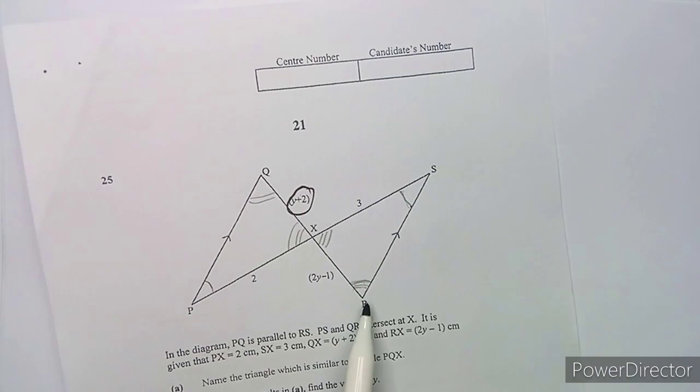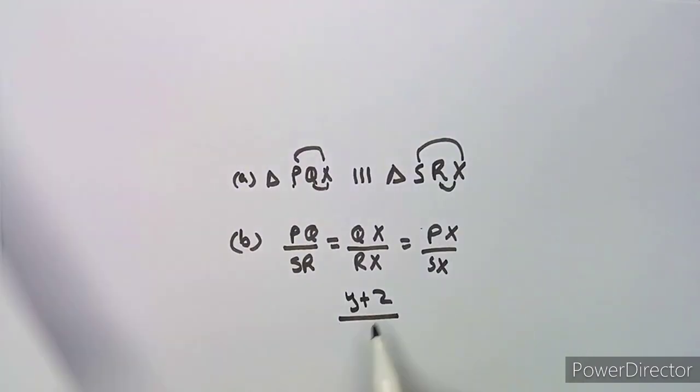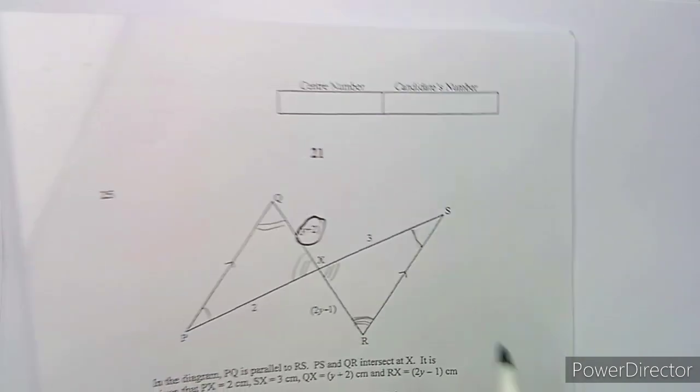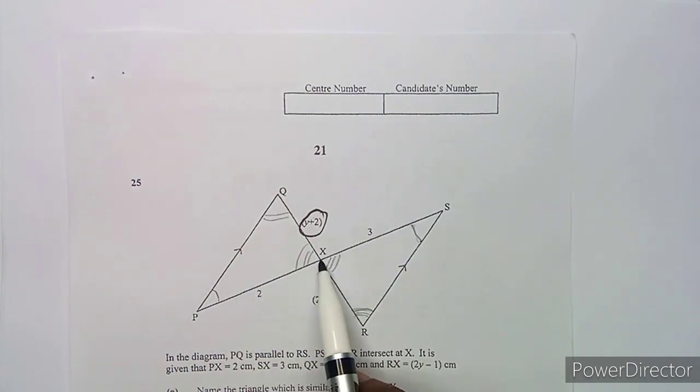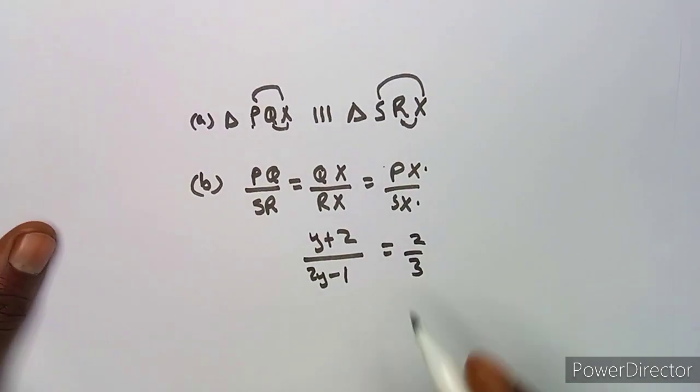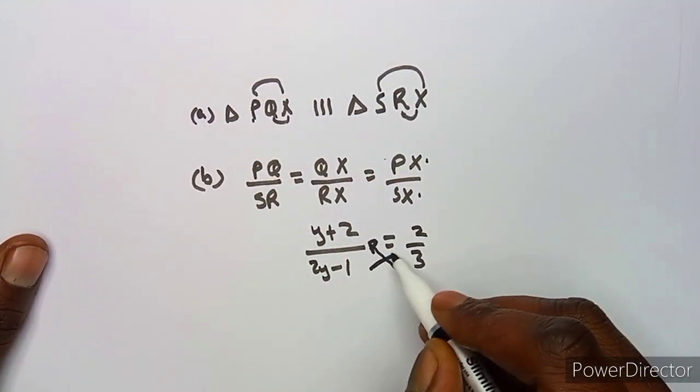Over RX, from R to X, this is 2y minus 1, which is equal to PX over SX. PX is 2, SX is 3. So it's 2 over 3. Now you have a normal equation, guys, where you can solve for y by cross multiplying.